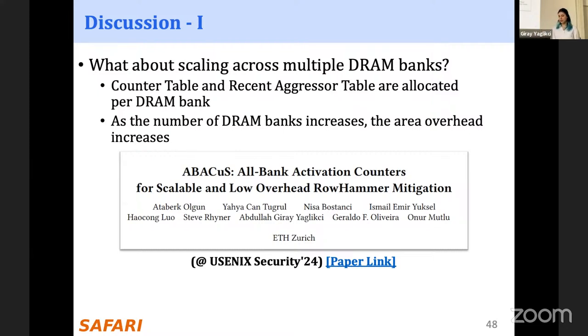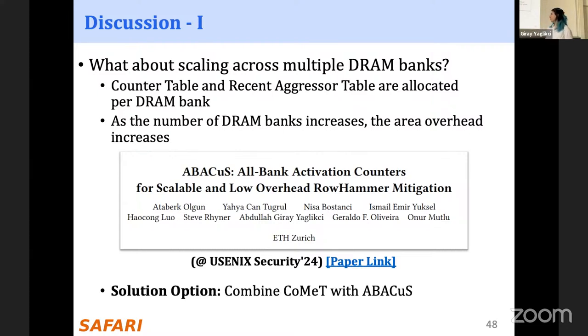So that paper uses that idea on Graphene, but it's an optimization that we can use for other mitigations based on activation counters. So one solution option is to combine CoMeT with others to reduce that area overhead across multiple DRAMs.